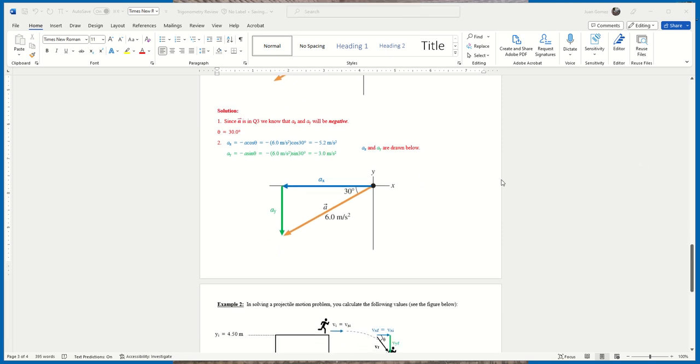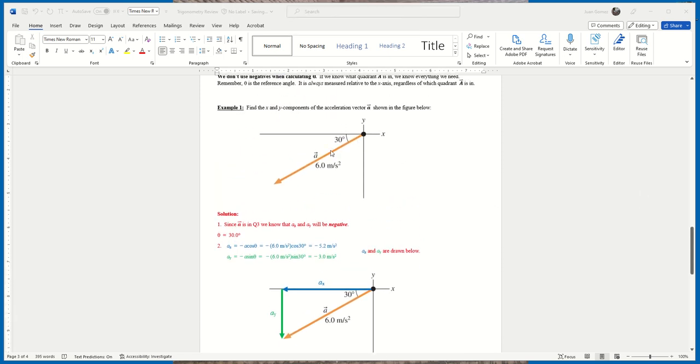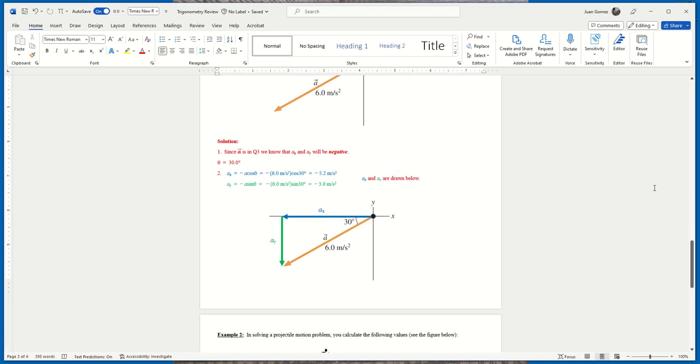Now, what is ay? Well, I know, again, because the vector, in this case an acceleration vector, is in Q3, I know its x component will be negative, and I know that its y component will be negative. Well, ay, because we're dealing with the reference angle, I know ay is going to be a sine theta, but again, I need the minus in front of it because I know that the y component is negative. So ay is minus a sine theta. So minus 6 meters per second squared times the sine of 30 gives you minus 3 meters per second squared.